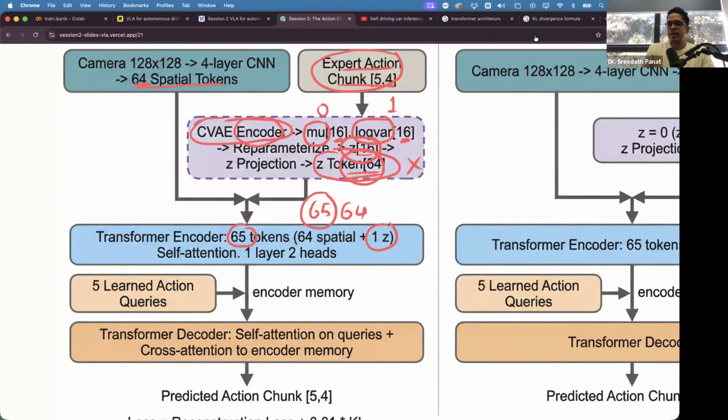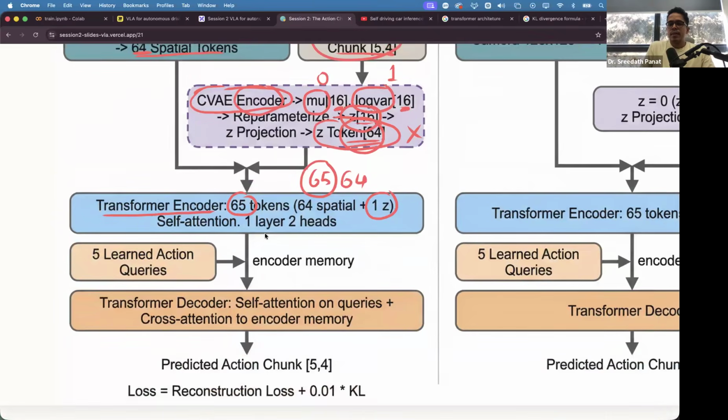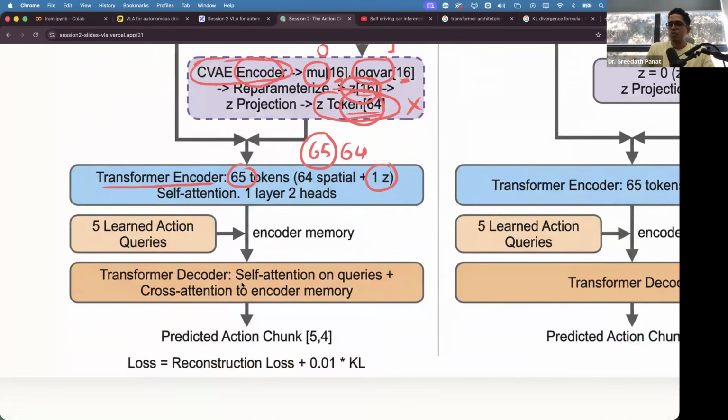It will undergo self attention, right? So these 65 tokens will now undergo self attention in the transformer encoder to produce 65 context vectors. How do we get expert action from ground truth? Yes, exactly. So this expert action is from the ground truth. Now, these 65 context vectors are one of the inputs that go into the transformer decoder.